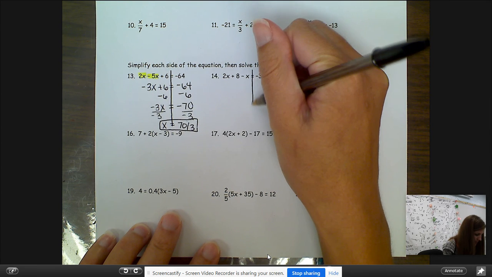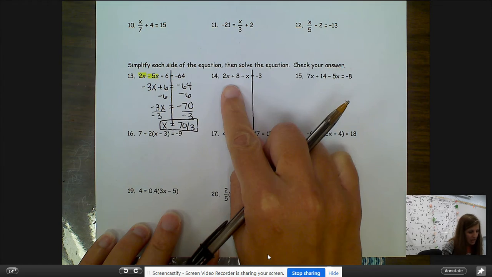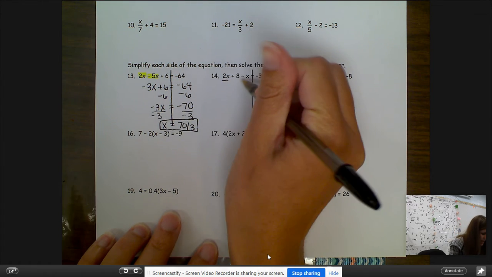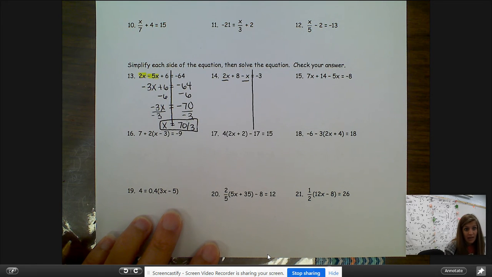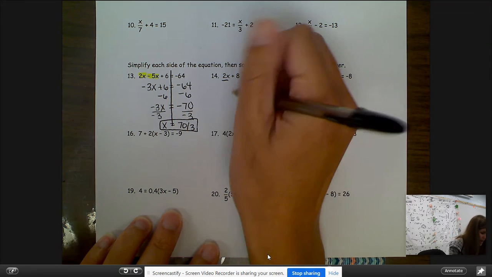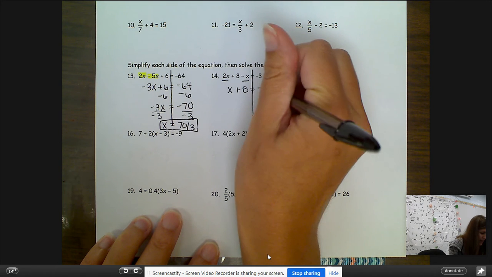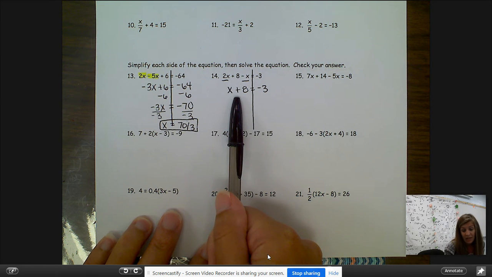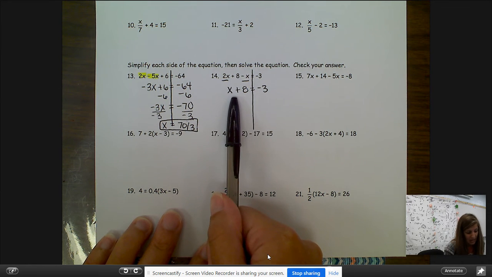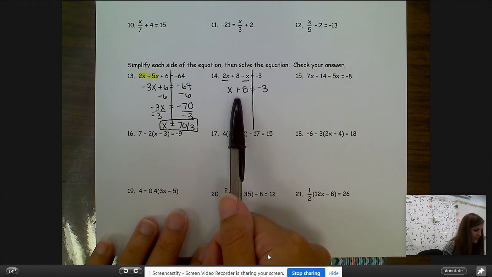Put our sides in. On the left-hand side, I notice I have like terms, the 2x and the negative x, so I can combine those. So 2x and the negative 1x will be 1x. Then I bring down my plus 8, I bring down my negative 3, and I look again. Is there anything left to simplify on the left-hand side? There sure isn't. There's nothing to simplify on the right-hand side, so now I just start solving.